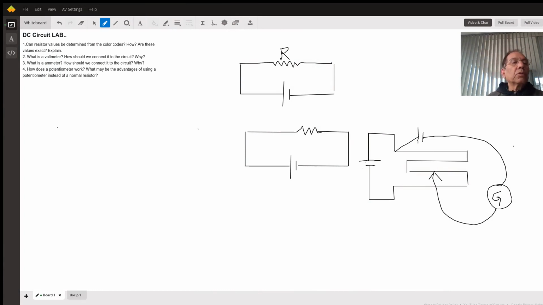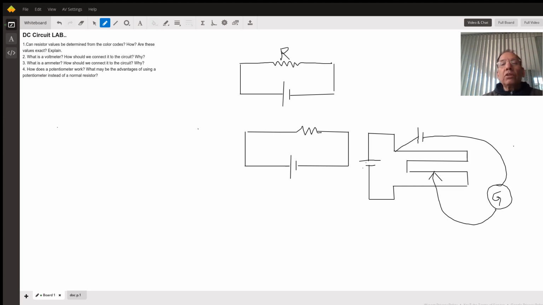Today I'm going to talk about: can resistance values be determined from color codes? Are these values exact? That's the answer to this question. And the next part is, what is a voltmeter? How should it be connected in a circuit and why? What is an ammeter and how should it be connected in a circuit and why? How does a potentiometer work and what may be the advantages of using a potentiometer instead of a normal resistance?